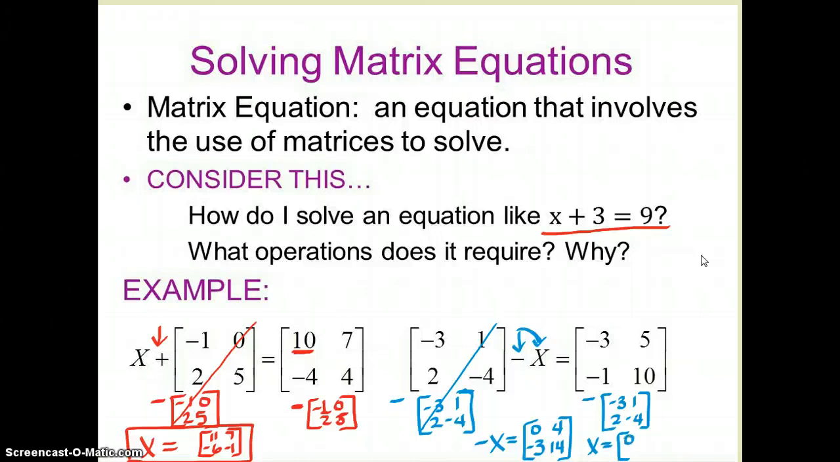That's going to give me 0, because 0 times -1 is still 0, -4, +3, and -14. So x is equal to the matrix 0, -4, 3, and -14.